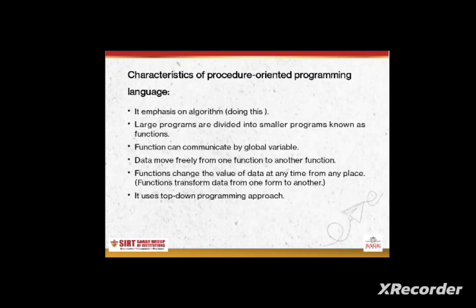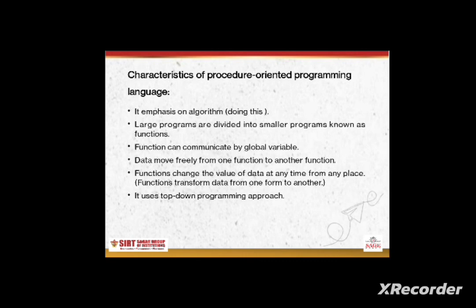Now the characteristics of the procedure oriented programming language: it basically emphasizes algorithms, whereas object oriented programming emphasizes objects and classes. Large programs are divided into small programs like functions, and the functions can communicate via global variables, in which data are freely movable from one function to another.